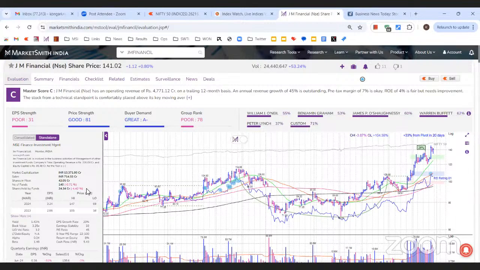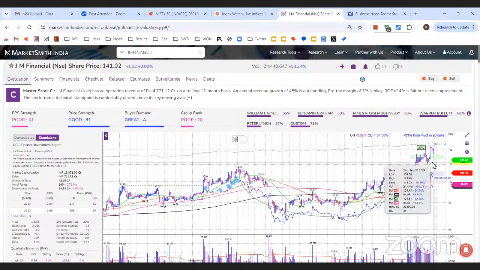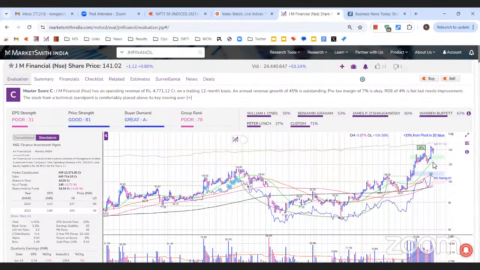And fresh entry is not advised at this moment because it is extended from the pivot, and on the downside, key moving averages are very extended from here. You can see the 21 EMA is 12% from here. In such scenarios, you can start using exponential moving averages to minimize your losses. You can start with the 10 EMA or 20 EMA, and if those levels are breached, you can exit from the stock.